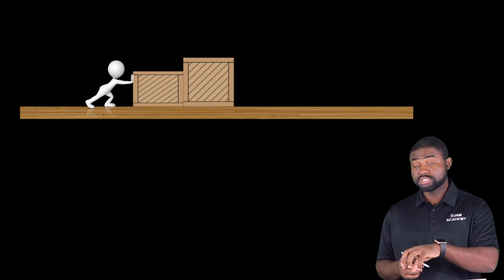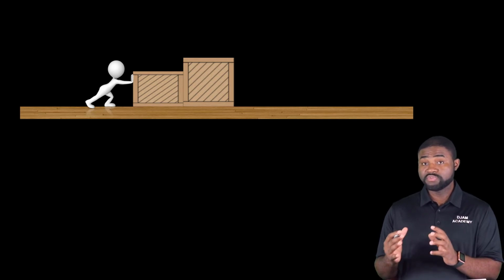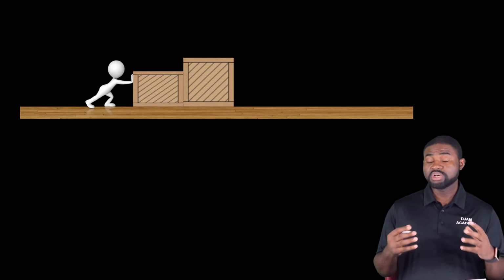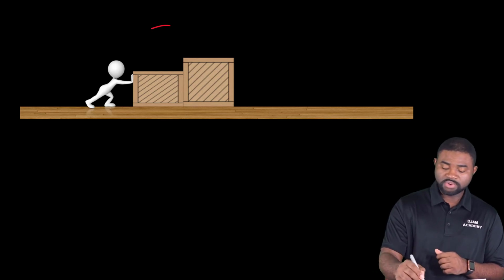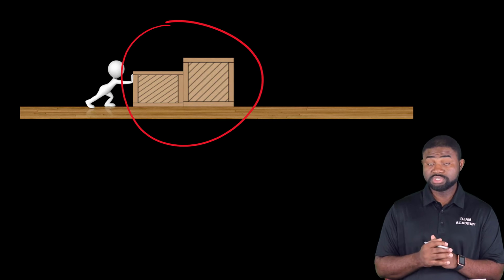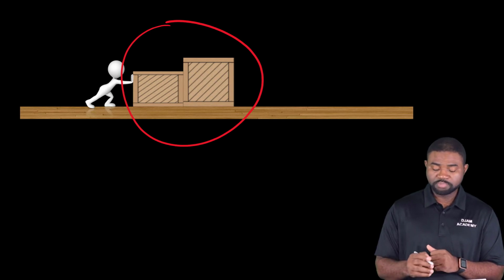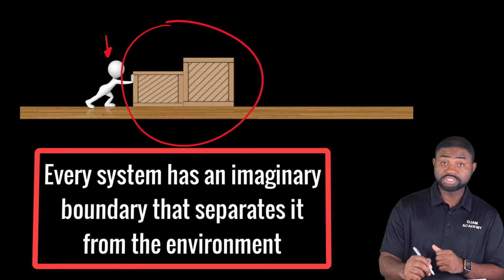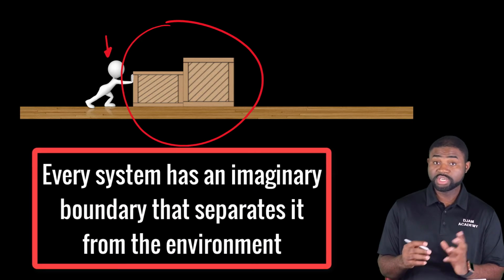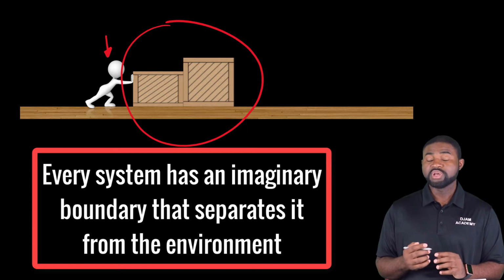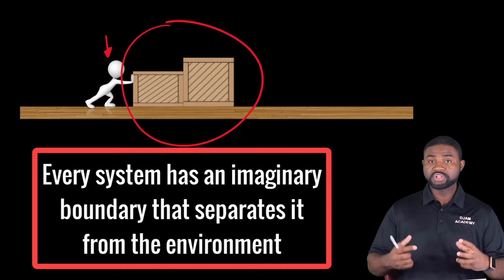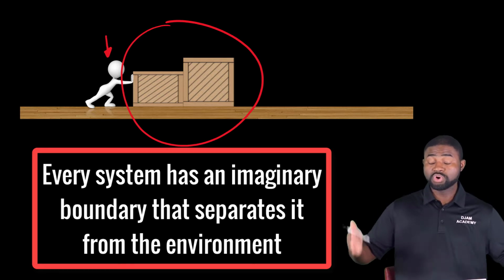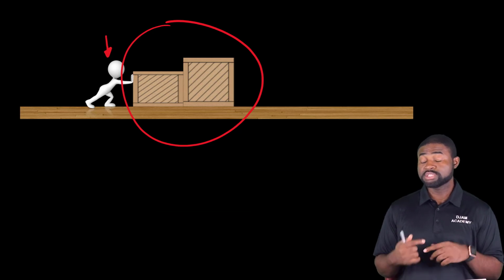Now, here's the thing. Depending upon the nature of the systems, there are two types of forces. You have external forces and you have internal forces. Let me give you an example. Let's assume that our system consists of these two boxes. That means that the person pushing on the boxes is not part of the system, so he is part of the surroundings. Every system has an imaginary boundary.